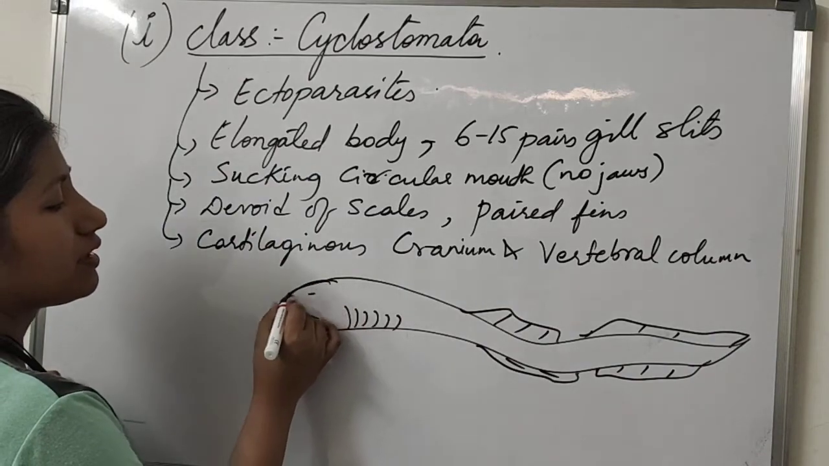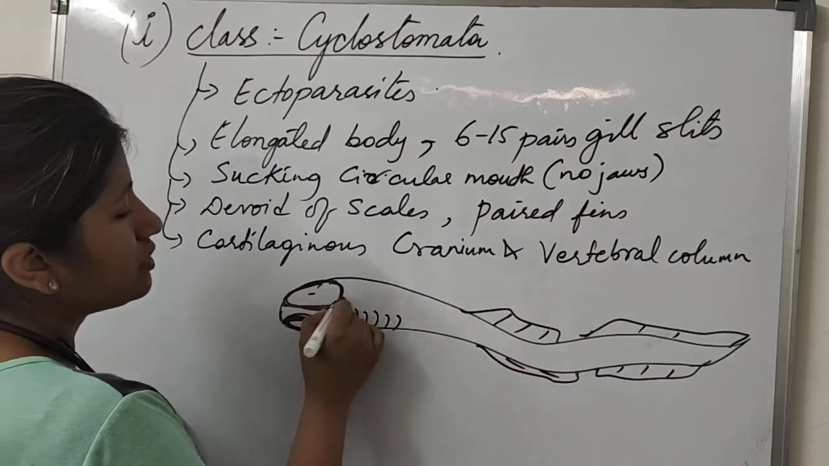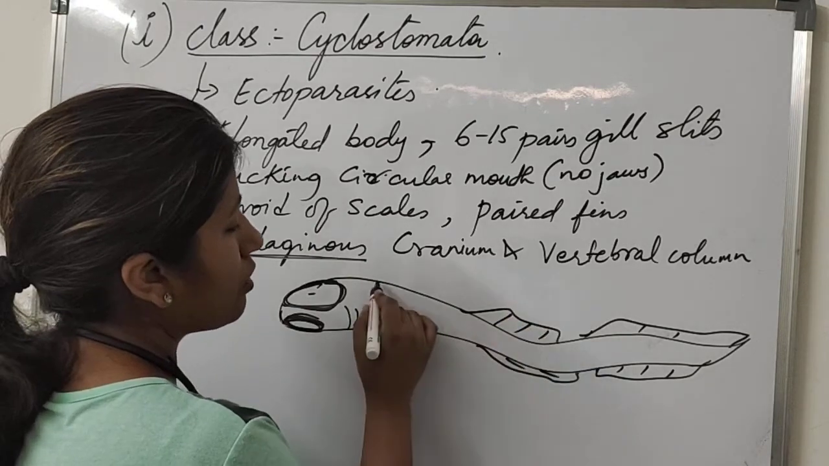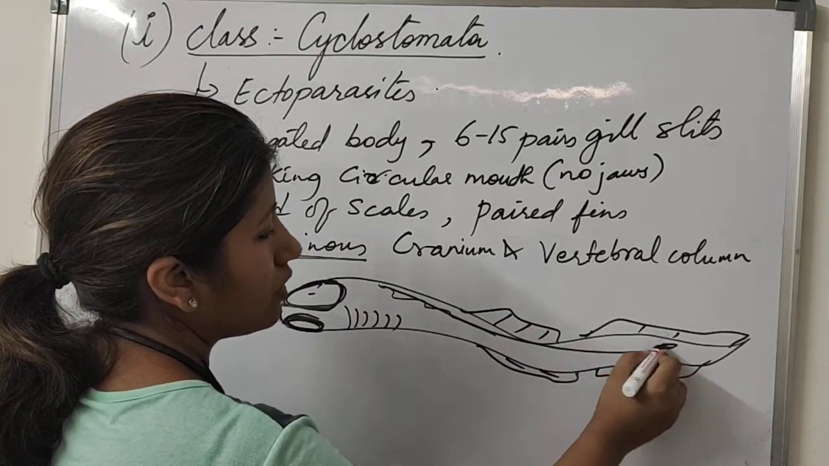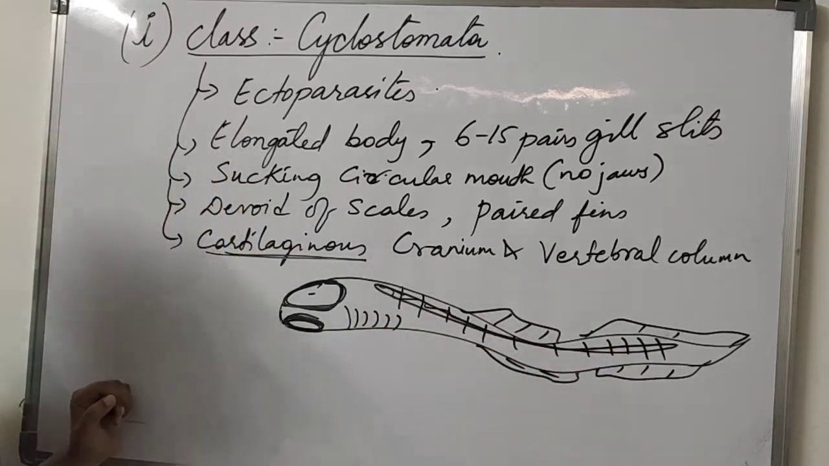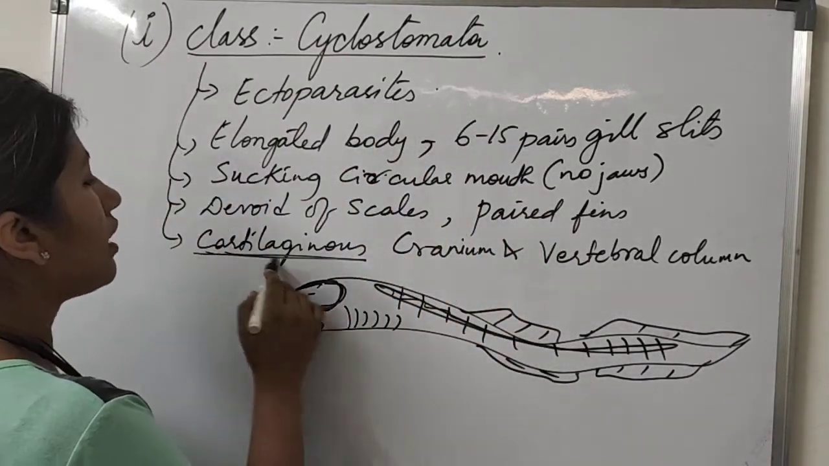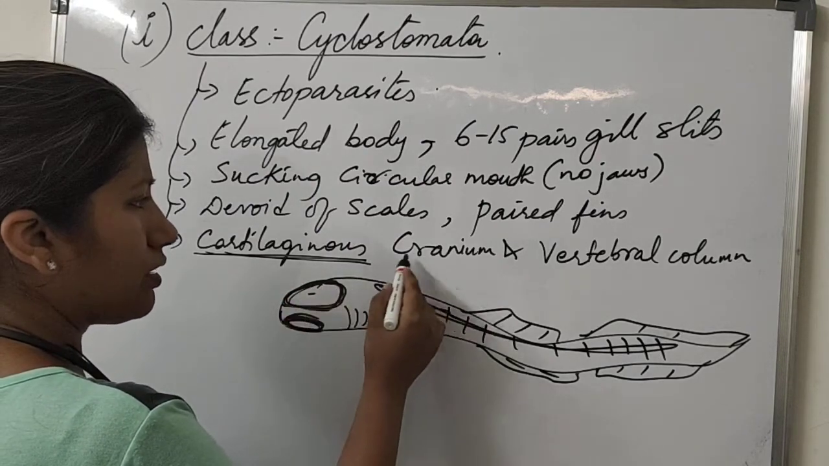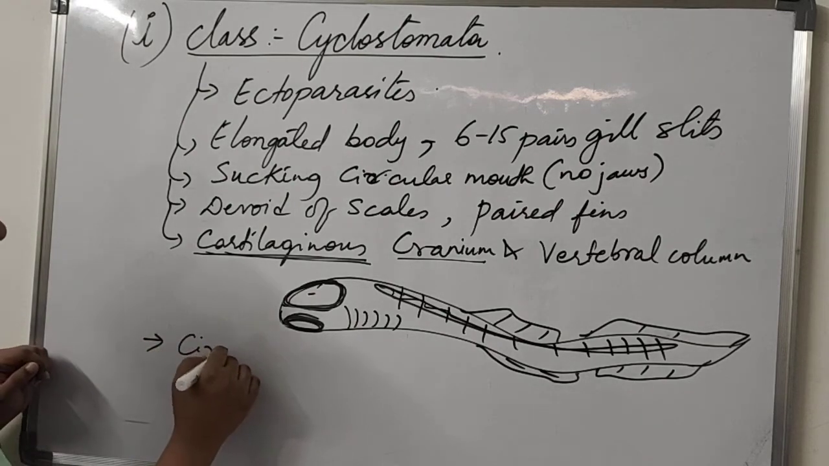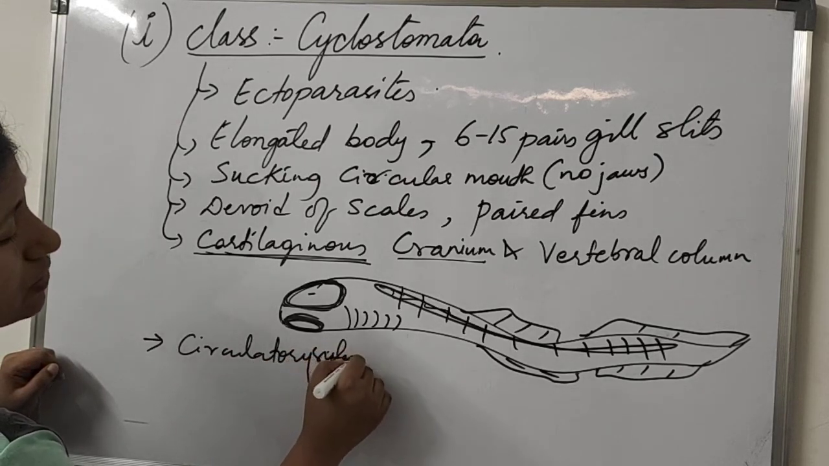So cranium means where the brain is located. Skull, right? So the skull is made up of cartilaginous tissue, and the vertebral column is also made up of, here they will have a backbone. This backbone in their body will be made up of cartilage. Cartilage is one of the connective tissues which you have learned in class 9, right? So we call it cartilaginous cranium and cartilaginous vertebral column. Their circulatory system is a closed circulatory system.